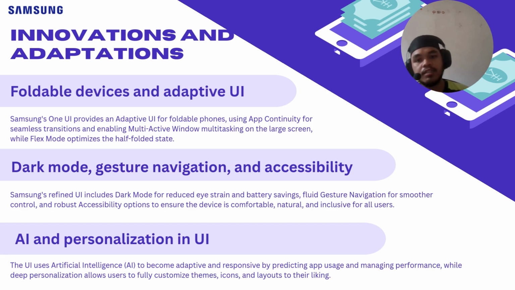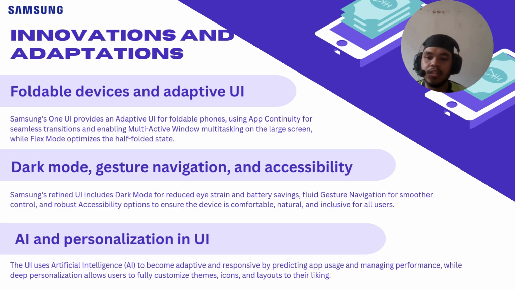Okay. Next, dark mode, gesture navigation, and accessibility. Samsung's refined UI includes dark mode for reduced eye strain and battery saving, fluid gesture navigation for smoother control, and robust accessibility options to ensure the device is comfortable, neutral, and inclusive for all users.